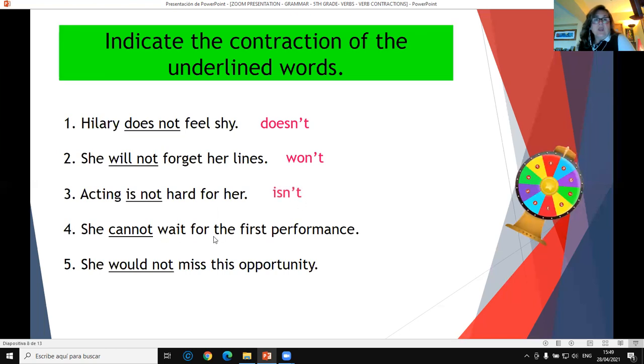She cannot wait for the first performance. Here the contraction is can't. And she would not miss the opportunity. The contraction for would not is wouldn't.